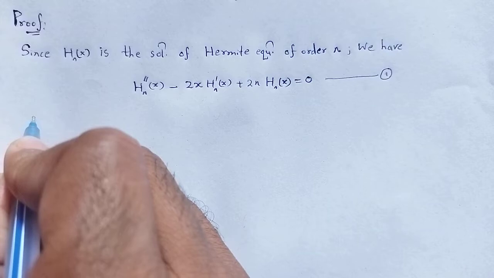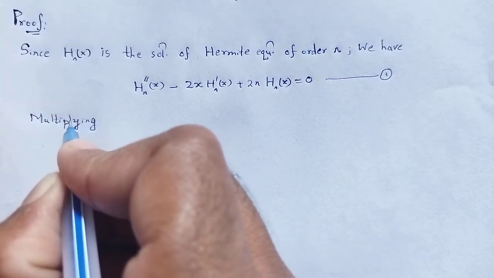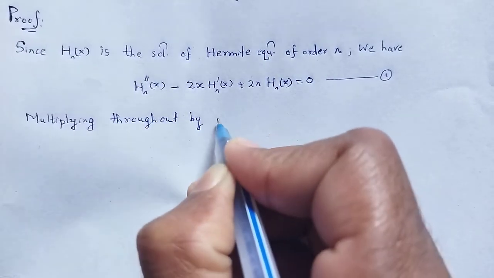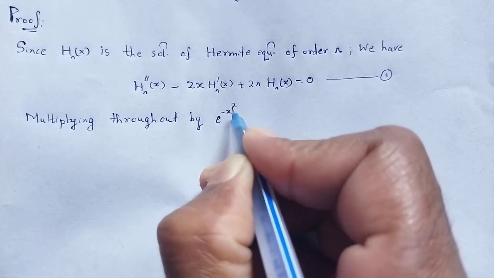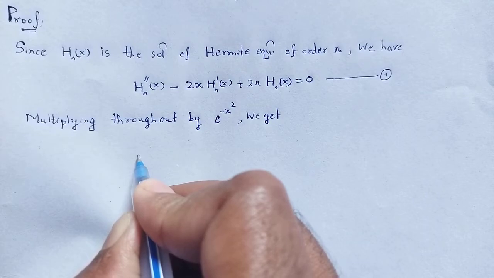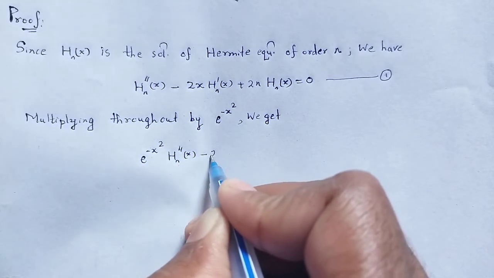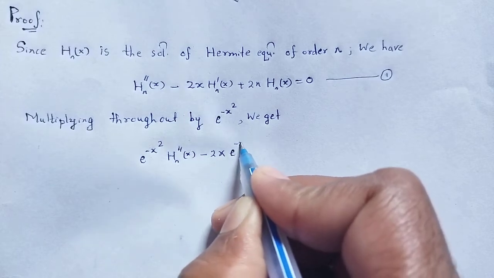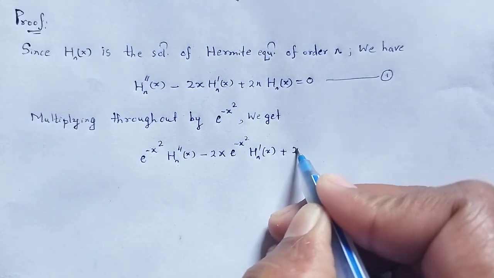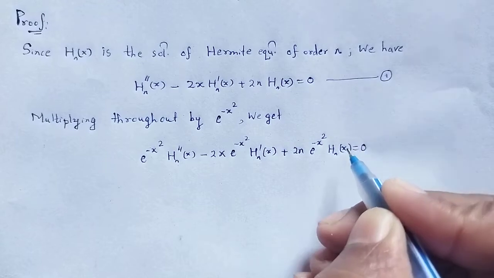Now multiplying throughout by the factor e to the power minus x square, we get e to the power minus x square Hn double dash x minus 2x e to the power minus x square Hn single dash x plus 2n e to the power minus x square Hn x is equal to 0.